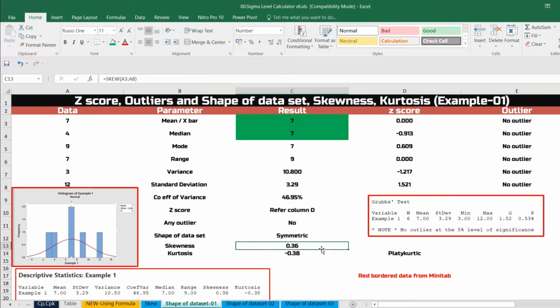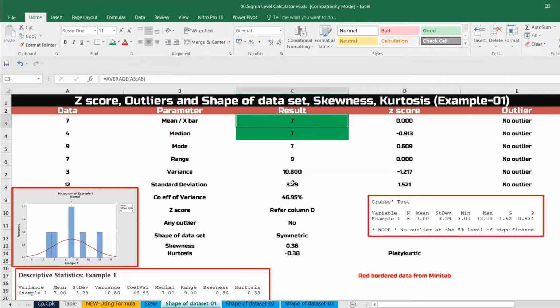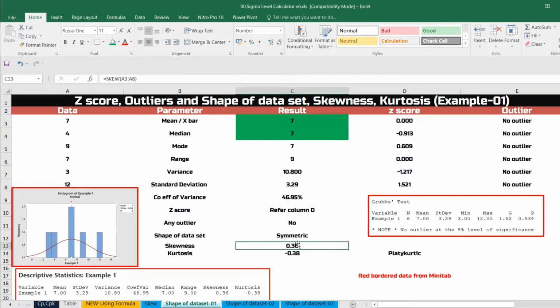So now let's talk about the one in the red bordered data. This is coming from the histogram which you already saw. This is coming from Minitab, and we can also compare the values in Minitab, like descriptive statistics. I have already done it. Mean, you can see 7, standard deviation is 3.29, that is matching. Variance is 10.8, that is matching. Coefficient of variance is 46.95, this is always measured in percentage. Median is 7, range is 9, and skewness we got the same value, 0.36. Kurtosis we got the same value, the same thing we got in Excel as well as Minitab.